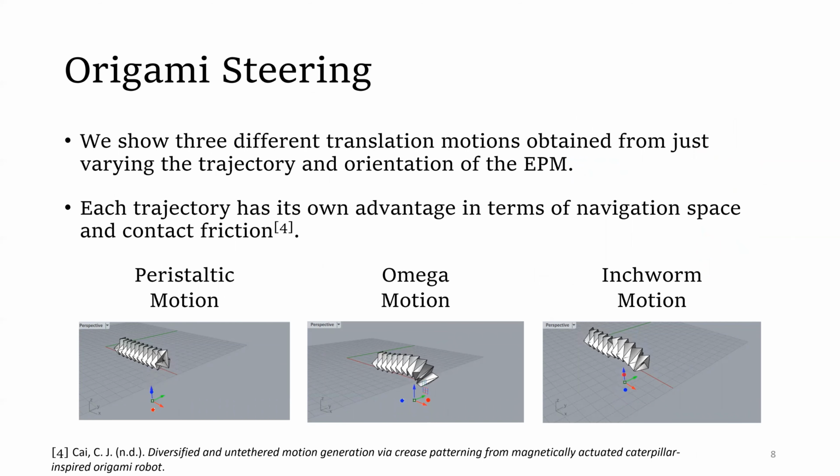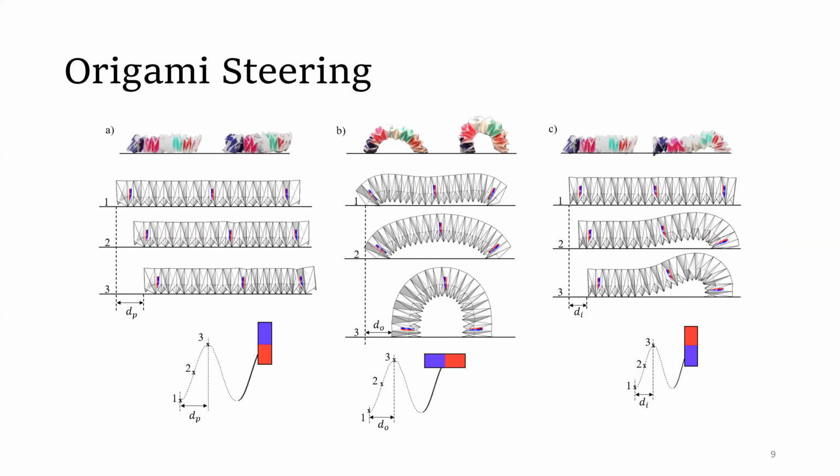3 different translation motions are obtained, namely the peristaltic motion, omega motion, and inchworm motion. Each of them has its own advantage in considering the navigation space and contact friction during locomotion. The video snippets shown below show all the 3 different motions. Here is a detailed analysis of how different motions happen by just changing the orientation of the external permanent magnet.